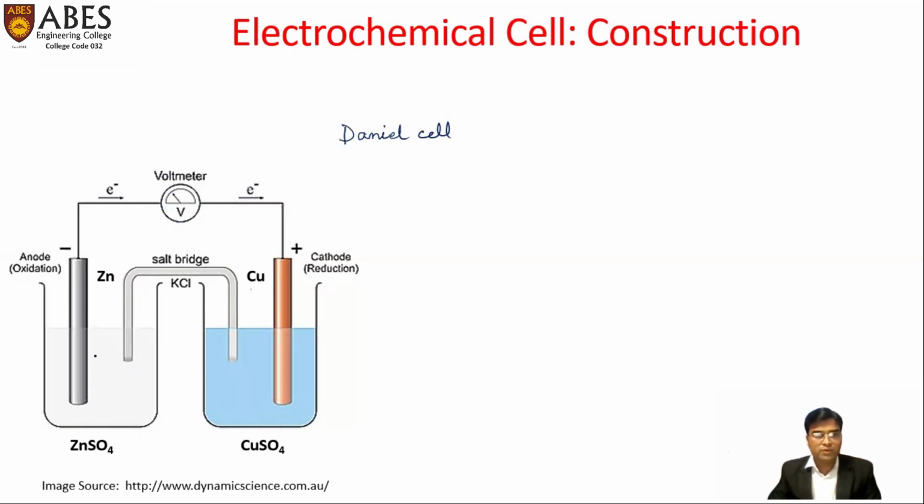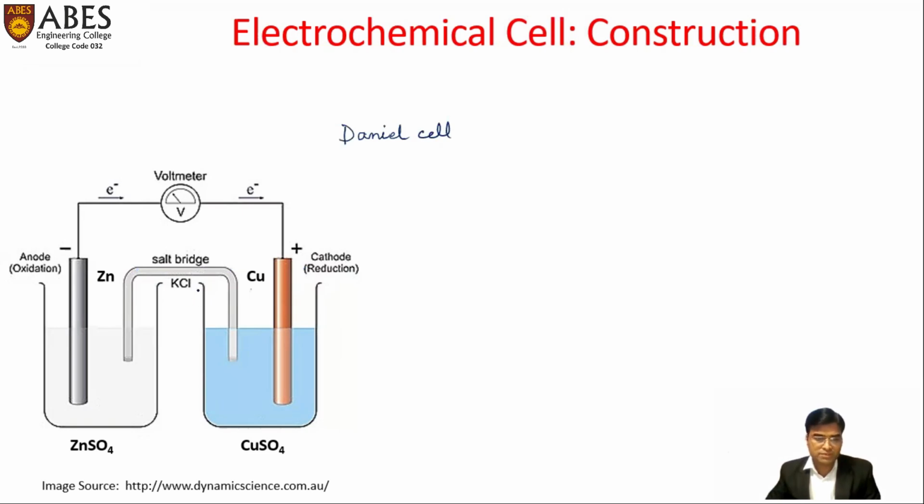This is the electrode where oxidation takes place, and that's why it works as the anode. This cell also has a copper electrode which is immersed in copper sulfate solution. This is the electrode where reduction takes place, and that's why it is called the cathode. These two half cells are connected with the help of a salt bridge. The salt bridge is this inverted U-shaped tube which connects both half cells.